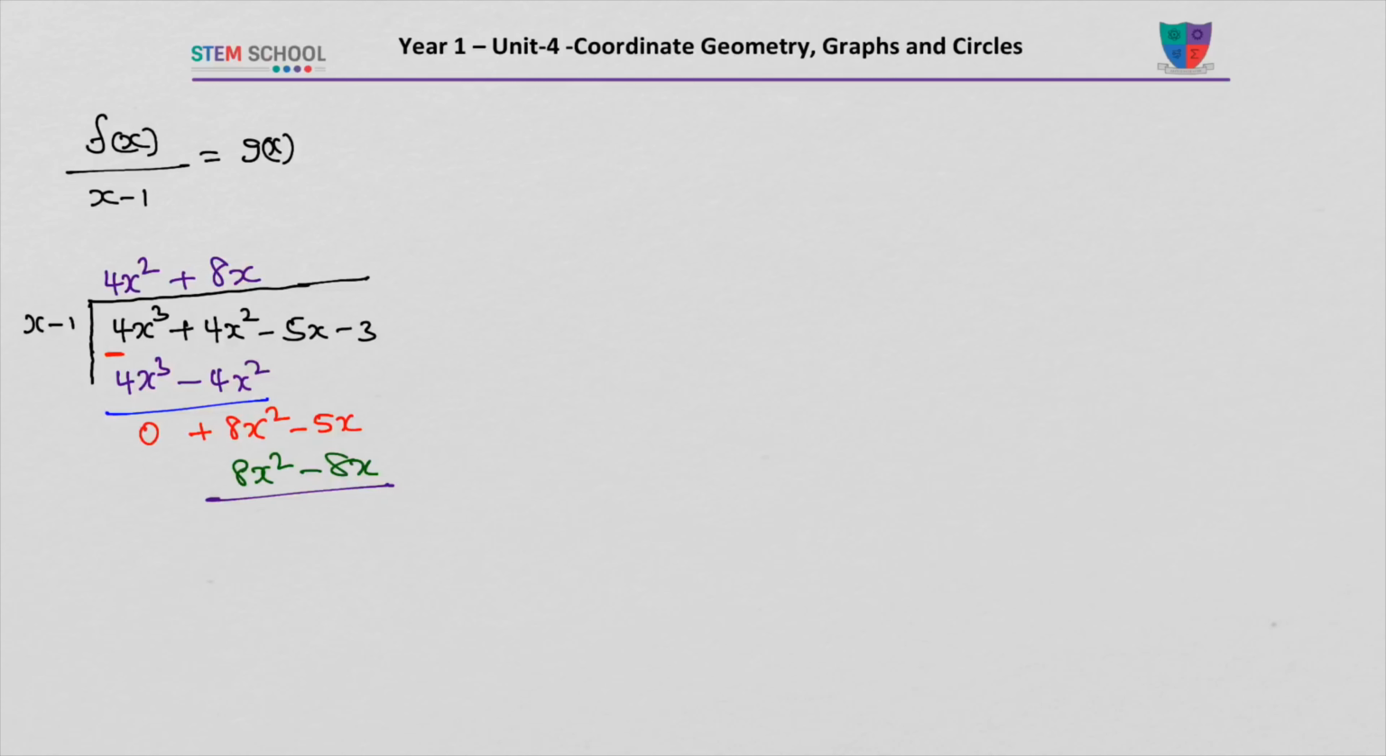Now I need to get rid of the x squared, so I have to take away again. 8x squared minus 8x squared will be 0, and minus 5x minus minus 8x will be plus 3x. Now I need to bring down the minus 3, so that would be minus 3. What can I multiply x by to get 3x? That would be plus 3.